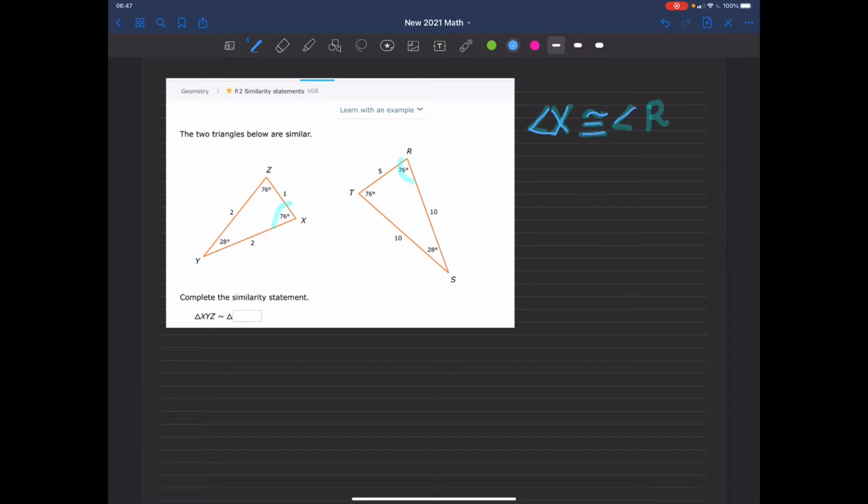And then next we're going to say that angle Y is congruent to angle S. And then lastly, angle Z is congruent to angle T. So now we can go ahead and complete the statement and say that triangle XYZ is similar to triangle RST. Remember, order matters.